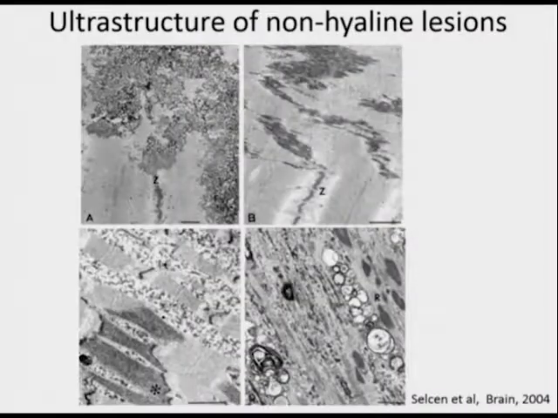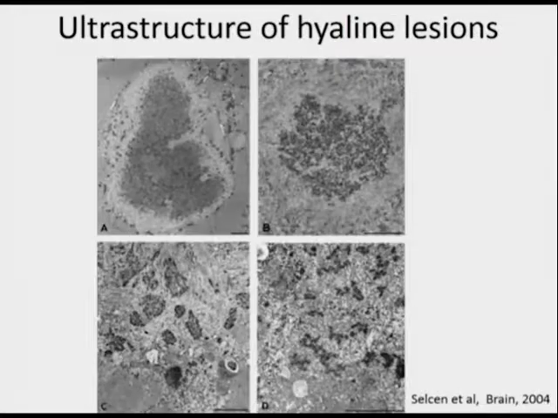And ultrastructurally, these correspond to dense aggregates of filamentous material. Sometimes one will see also nonspecific degenerative changes such as myelin figures and vacuoles. And the hyaline lesions have this distinctive appearance, sometimes with a little bit of a halo around them.